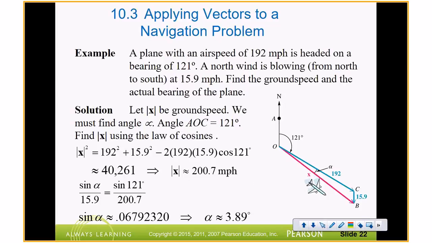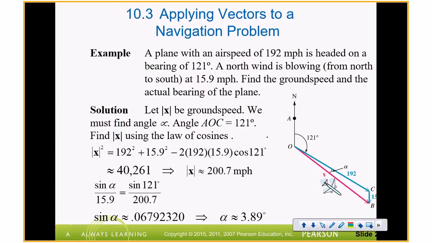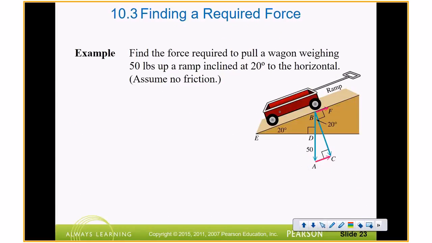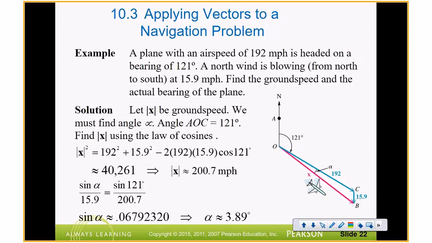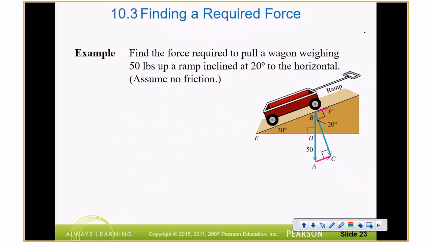Okay, I'm going to just move on to the next. 4 degrees, 3.89. And that next one, you can write that one down too.